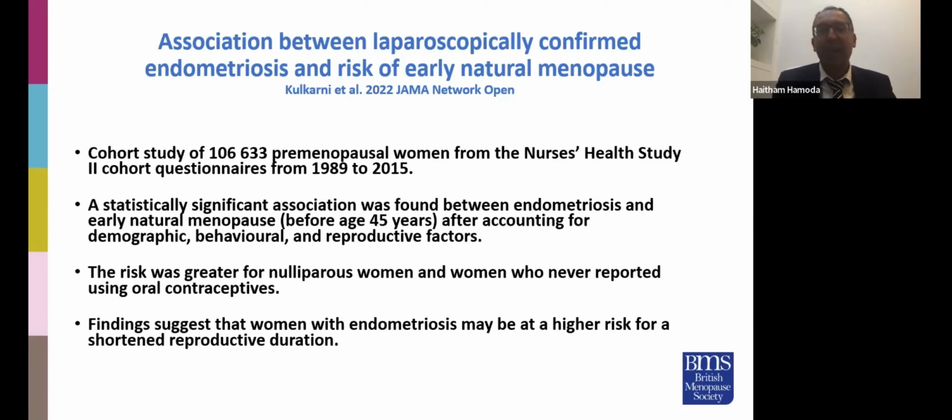What they noted as well was that people who had children had a lower risk. People who had taken hormonal contraception had a lower risk. So both these two areas were protective in that respect.